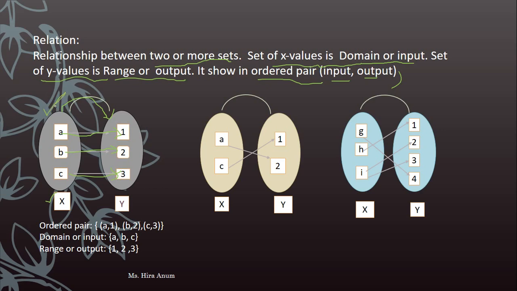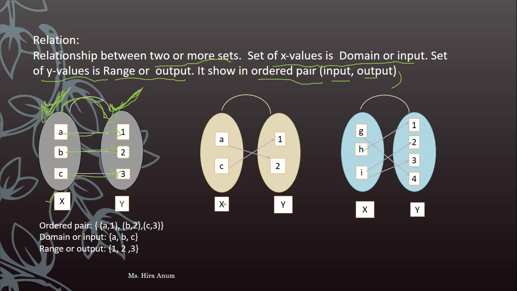The first value, which we give as domain or input, is called the domain or input of the relation, and this is the output of the relation, or the range of the relation. You can write it like this. This is the domain, this is the range, and this is the relation from X to Y.